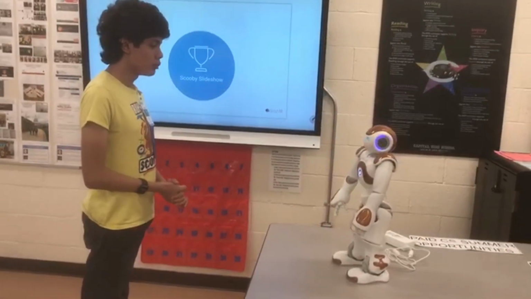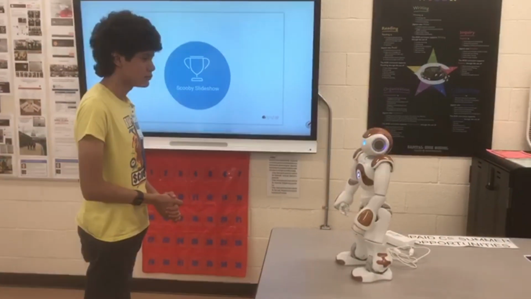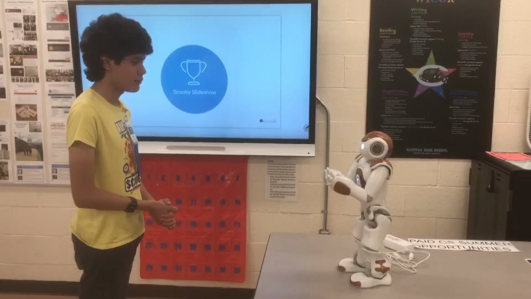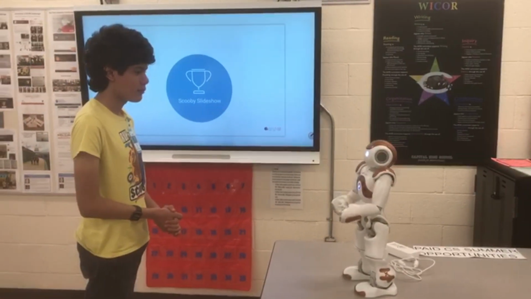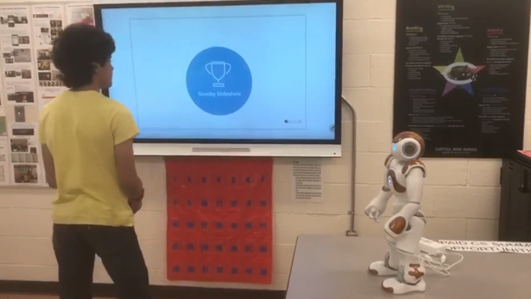Can you explain what Scooby is? It is a robotic gunshot detection system. I can show you more if you bring up the slideshow. Oh, here's a slideshow.